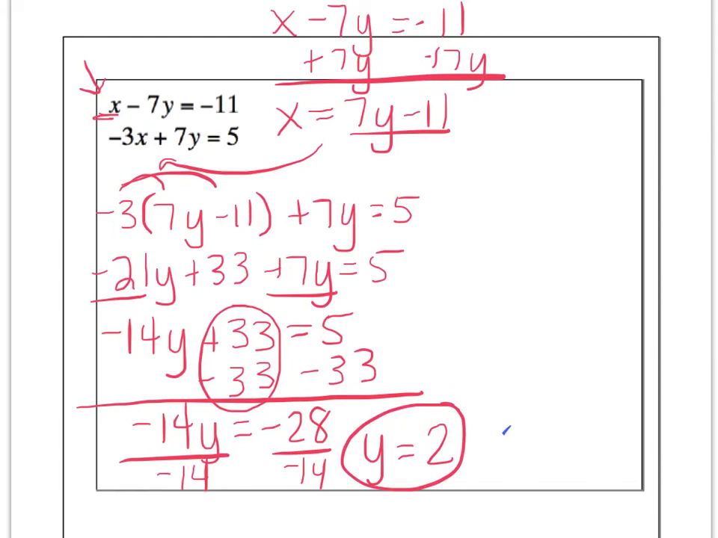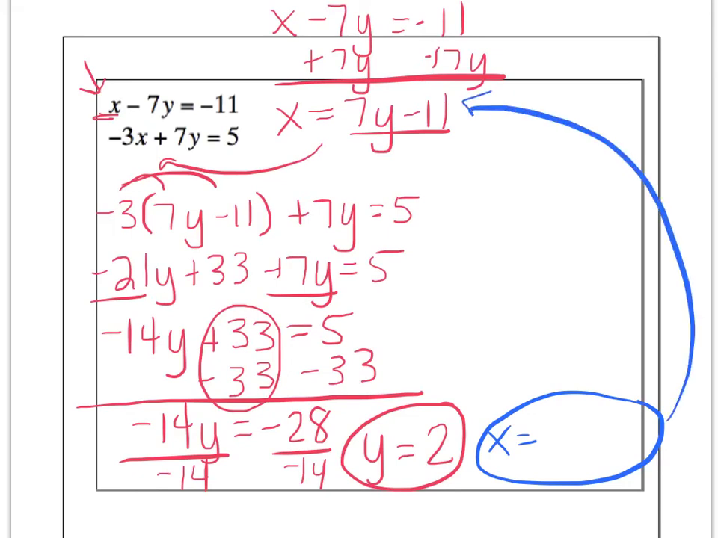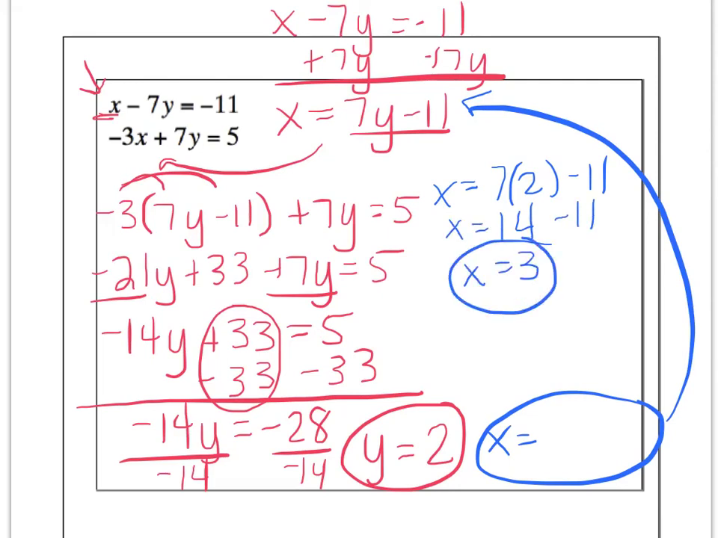Again, we're not done yet. We still need to figure out what x equals. So I'm going to go back and plug it into this equation right here. So I'm going to say x is going to equal 7 times 2 minus 11. 7 times 2 is 14. Minus 11, we'd get x equals 3.